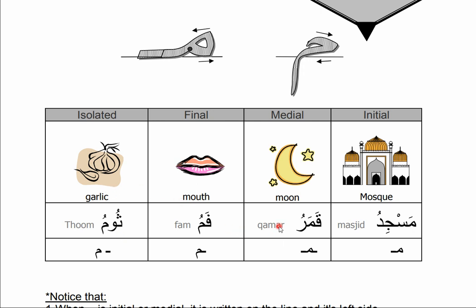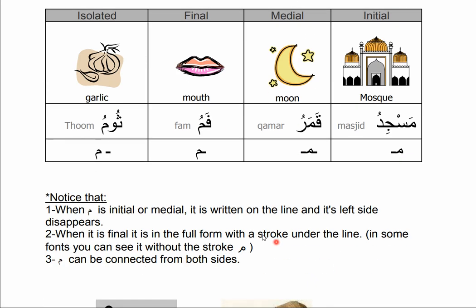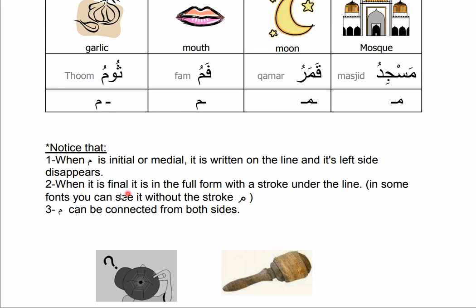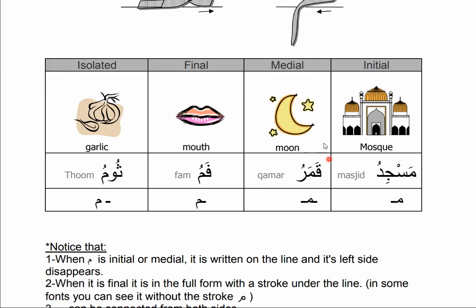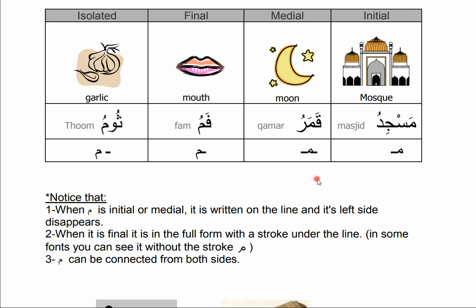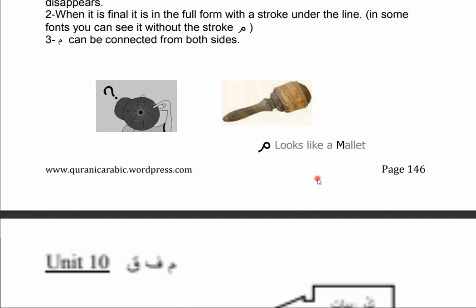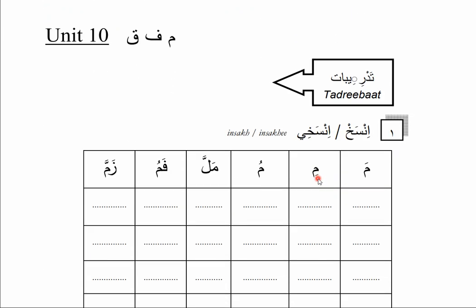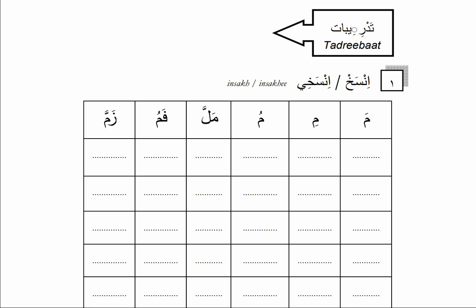And the other point for meem is it can be connected from both sides. So it's a connector. And when it is final, it is in the full form with a stroke under the line. As I told you, the tail goes down below the line, and it can be connected from both sides. Now, in this exercise, we will learn how to write meem.